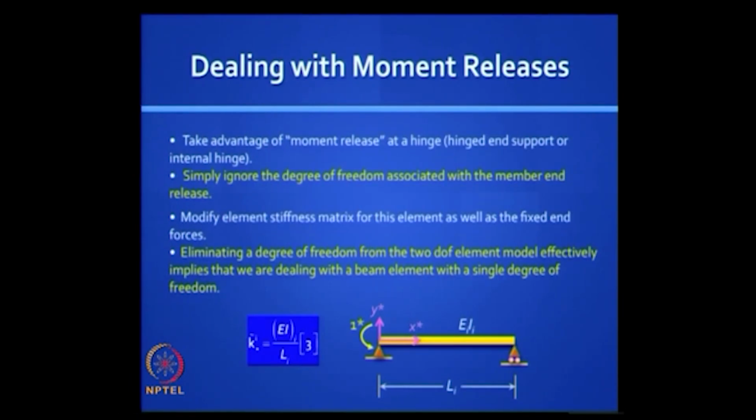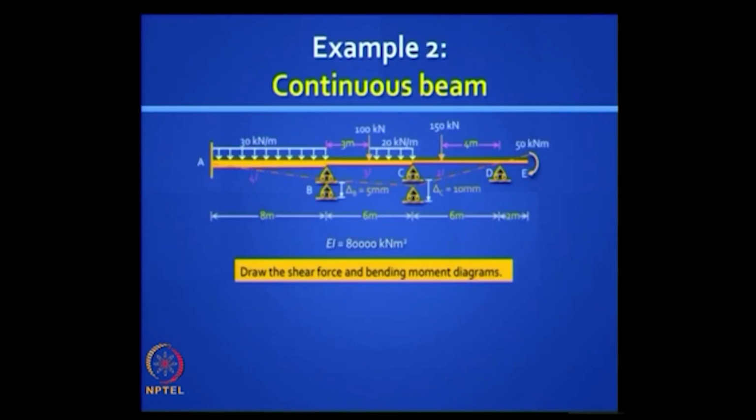You reduce the degree of kinematic indeterminacy, and you know that the element stiffness matrix is 1 by 1 and the coefficient is 3EI by L. Is it clear? We have done exactly this in slope deflection and moment distribution method when we took this simplification. So we will see how to do this.